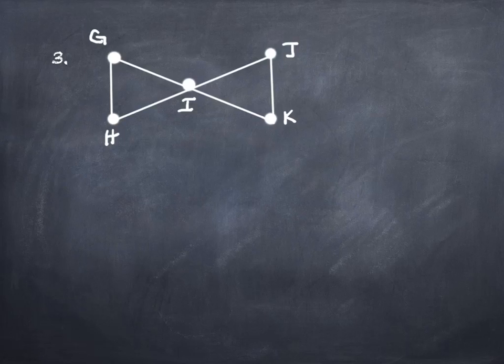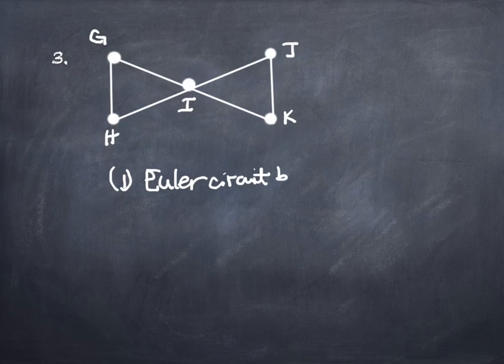So first question is, does it have an Euler circuit? Yes. Why? Each vertex has an even degree. In fact, the outer vertices on each side, all four, have degree 2, and the inside vertex has degree 4. So we're all good. It has an Euler circuit. So that's thing number one. So first issue, yes, there's an Euler circuit, because all vertices have even degree.